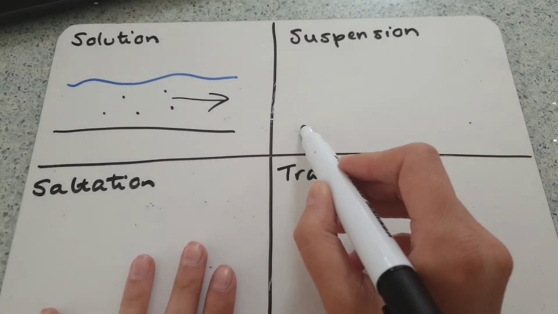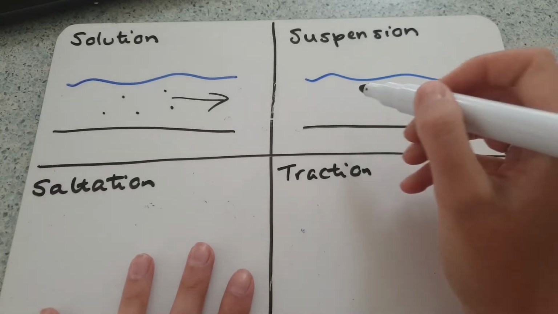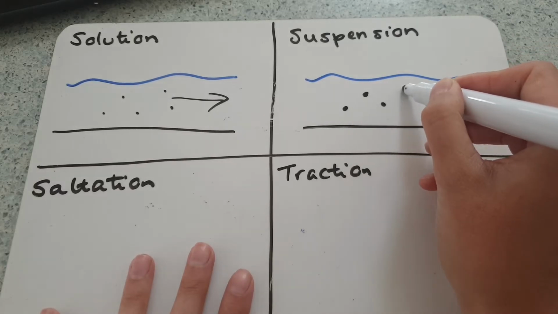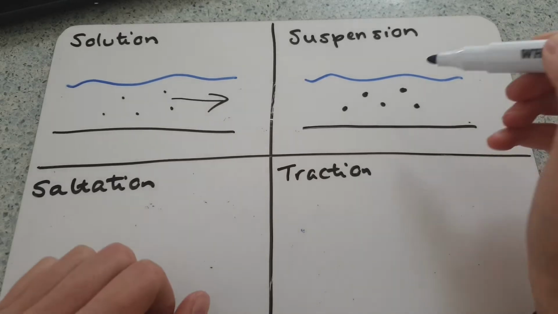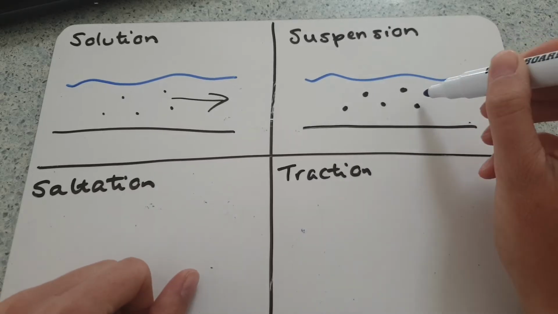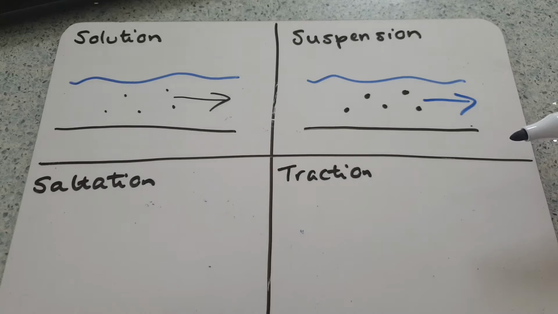Suspension is pretty much the same, just with slightly bigger particles. So again, here's our river. If we've got some sand-sized particles or something a little bit smaller than that, anything that's quite light and is able to be picked up by the force of the moving water will just be held in the water. And again, if the river's moving in that direction, all these little particles are going to do the same.